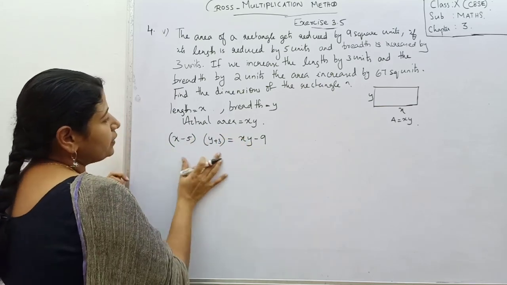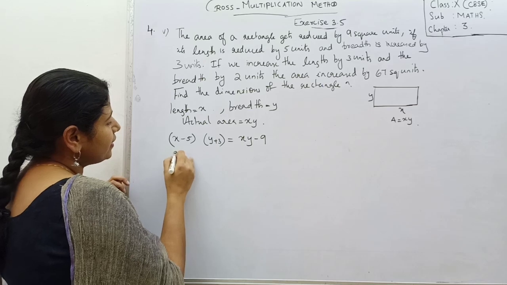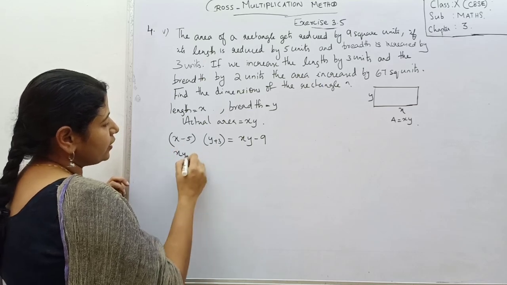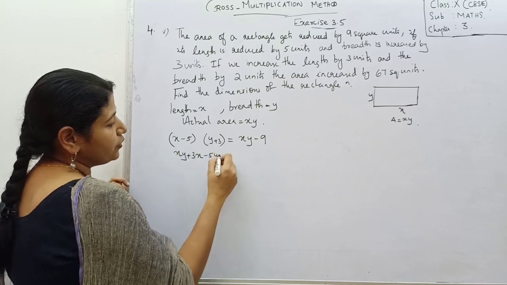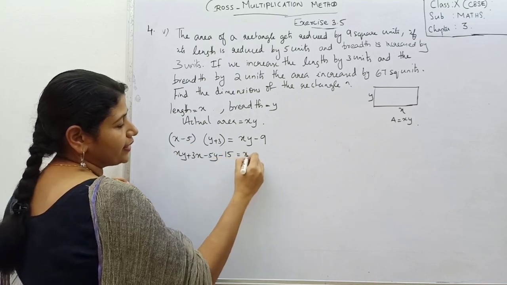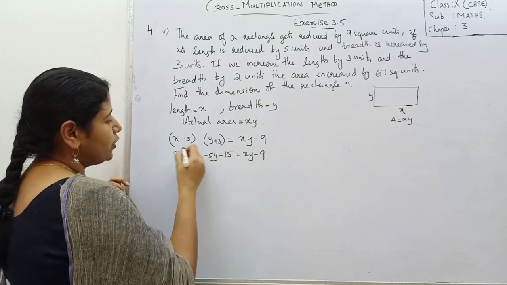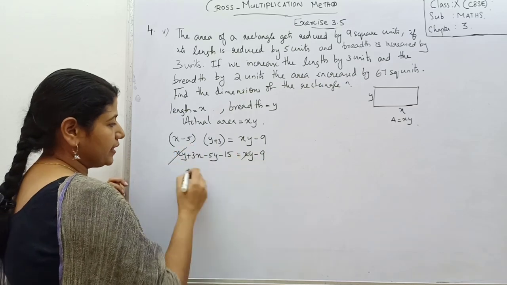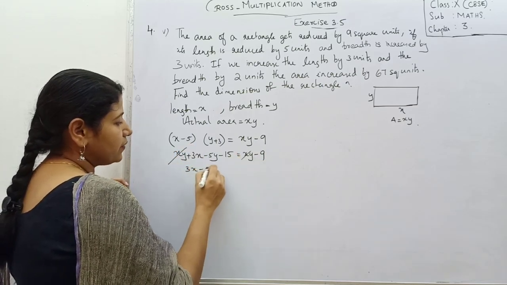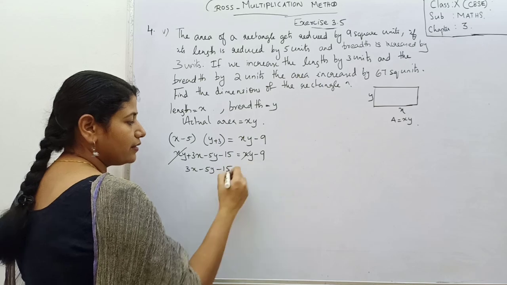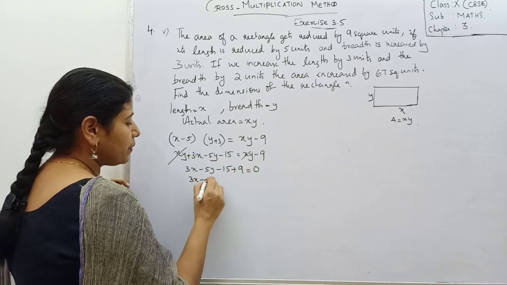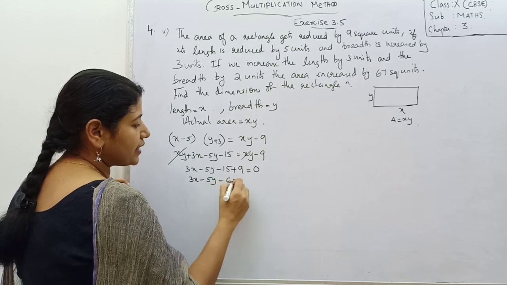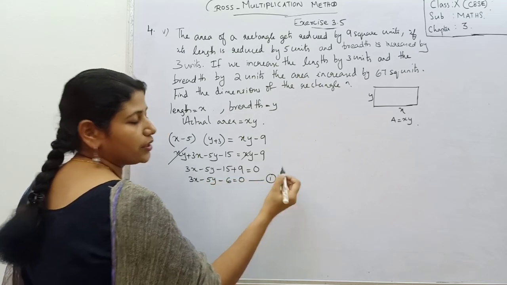So we can open the brackets. x into y is xy, x into 3 is 3x, negative 5 into y is negative 5y, negative 5 into 3 is negative 15, equal to xy minus 9. You can cancel this xy on both sides. You will get 3x minus 5y minus 15, this 9 will become plus 9, equal to 0. So 3x minus 5y minus 6 equal to 0. This is your first equation.